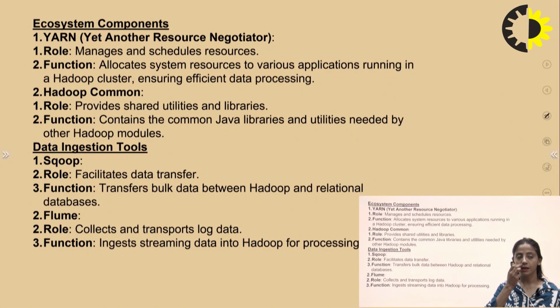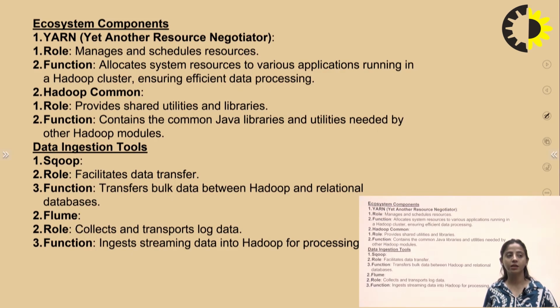Now, Hadoop Common is also one of the ecosystem components. Its role is to provide shared utilities and libraries, and the function which it performs is that it contains the common Java libraries and utilities needed by other Hadoop modules.